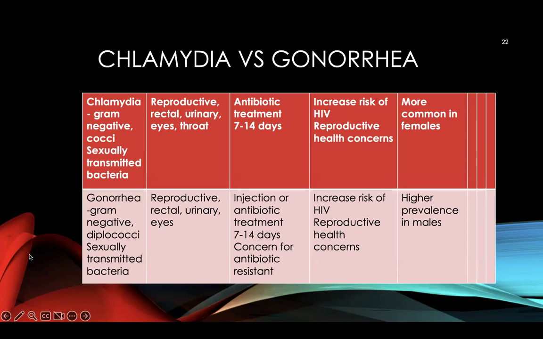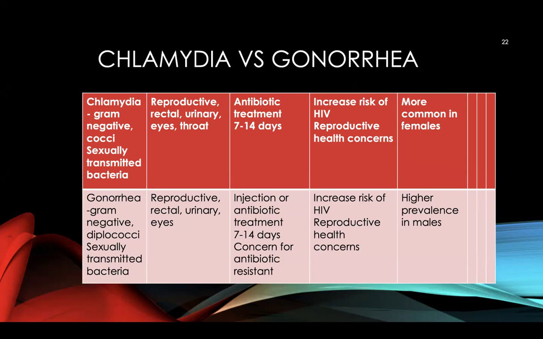And then this is chlamydia and gonorrhea in a short sense, just in a table. They're both pretty similar. They're definitely different bacteria, but they're very similar in the sense of how they are treated and how they are spread and how they can be prevented. They're both sexually transmitted bacteria. They're both gram-negative. Chlamydia is a cocci, and gonorrhea is a diplococci, so there's different morphology. And then they both affect the reproductive system, and the rectal, urinary, and eyes. Chlamydia can affect the throat more with oral sex.